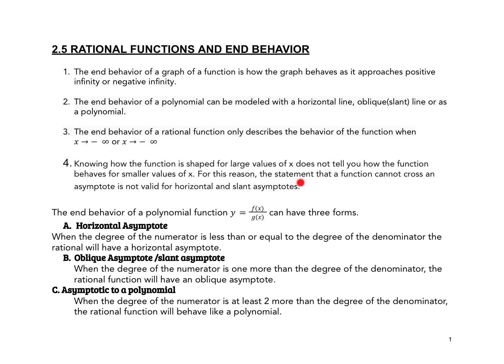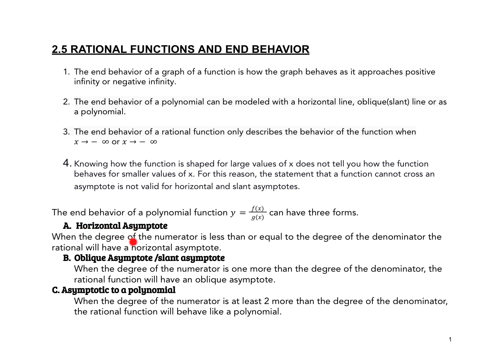For this reason, the statement that a function cannot cross an asymptote is not valid for horizontal and oblique asymptotes. Remember, this only applies for large values of x when we talk about what's happening with the asymptotes here. So the end behavior of a rational function can be modeled in three ways. One, the end behavior could be a horizontal asymptote. So we are saying as the graph approaches infinity, it's going to approach a horizontal line.